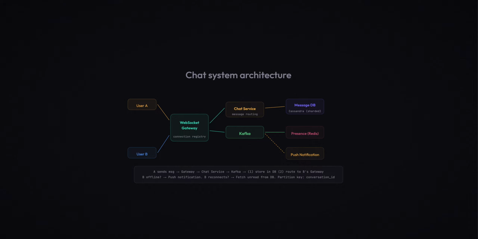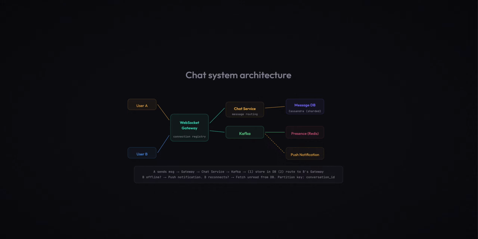When user A sends a message, it flows to the gateway, then to the chat service, which publishes it to Kafka, partitioned by conversation ID. This gives us ordering within each conversation. From Kafka, two things happen. The message is stored in Cassandra, partitioned by conversation ID, clustered by timestamp.